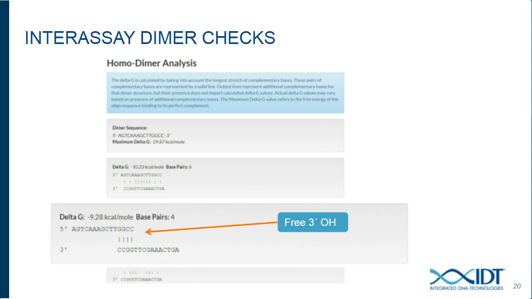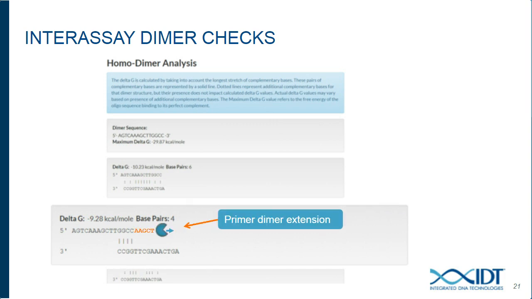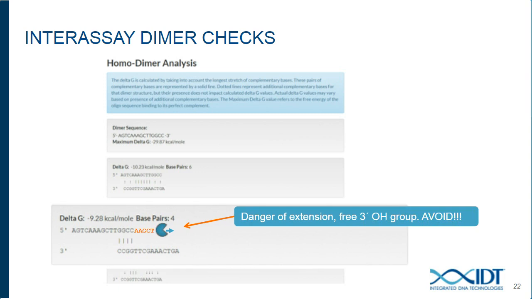In this case, we have a free 3' hydroxyl at the end of one of our primers, and the other primer that dimerizes here actually serves as a template. So what can happen in this scenario is the Taq polymerase could bind and extend off of that 3' hydroxyl, resulting in a primer-dimer extension. These types of dimer extension can greatly reduce the overall efficiency of our assay, and I would avoid this type of dimer at all costs.